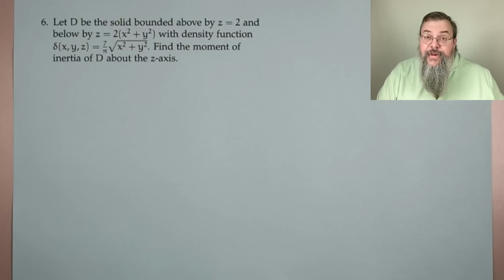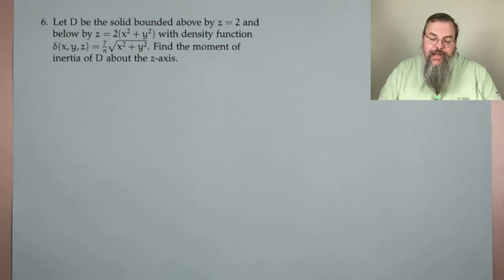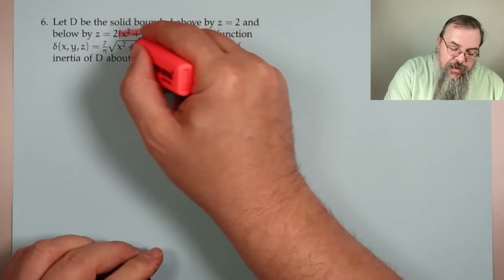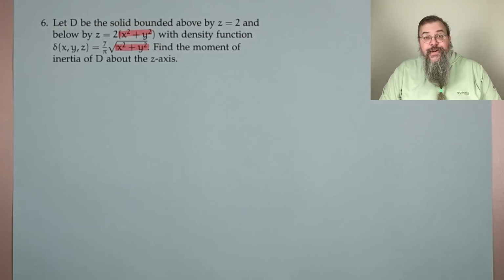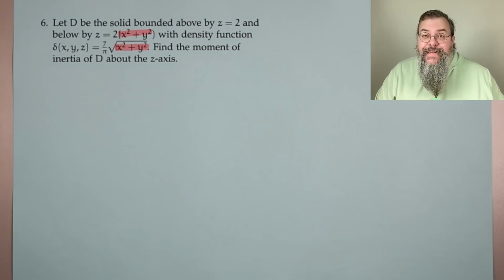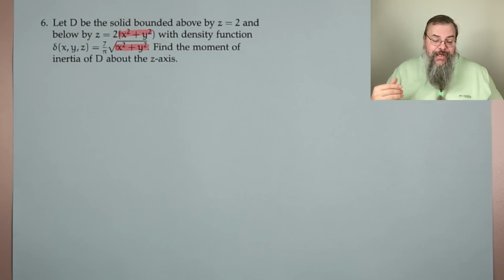All right, well, this is an inertia in 3D. Now, there's a couple of things to see. We see x squared plus y squared, and we're in 3D, and that's very suggestive. It's saying, hey, perhaps, maybe, just maybe, let's think about using cylindrical coordinates. Okay, we're cool with that.